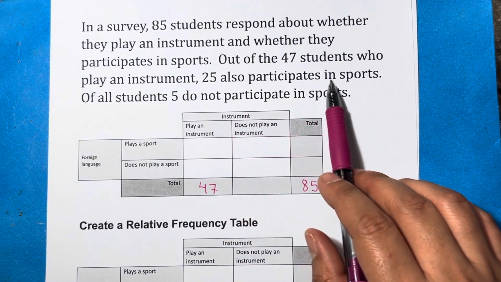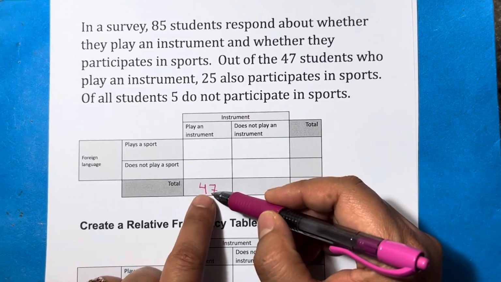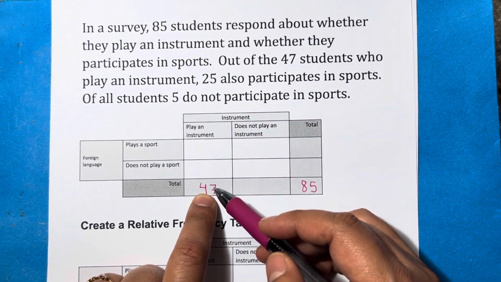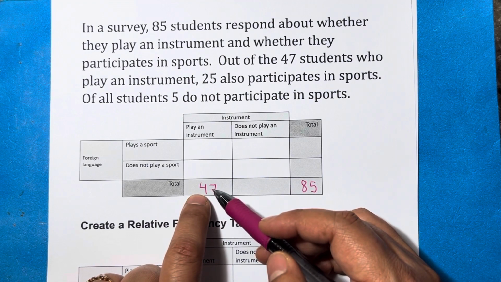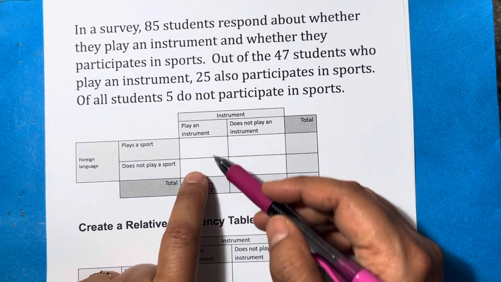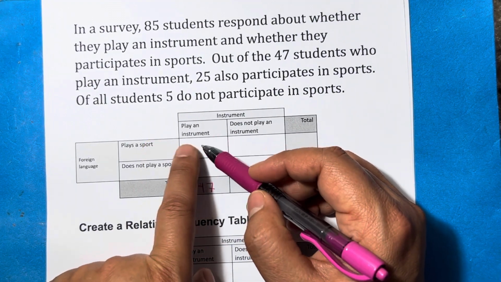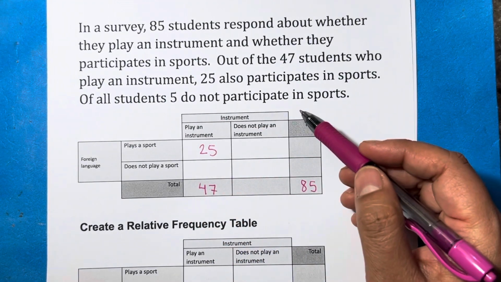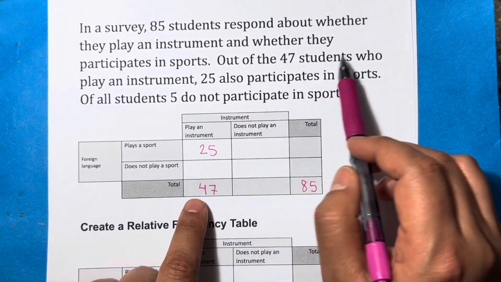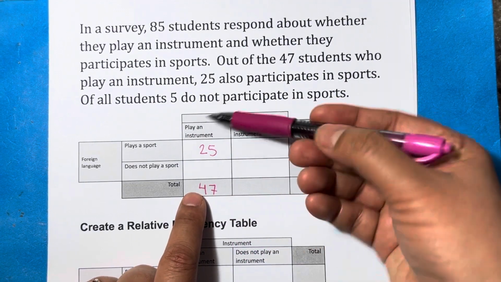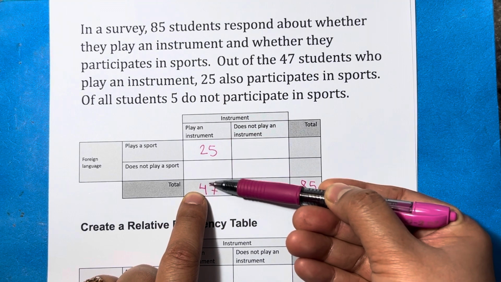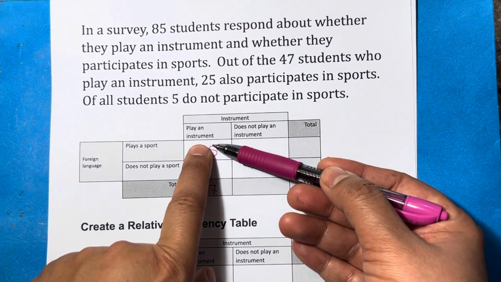25 also participate in sports. So out of the 47 who play an instrument, 25 of them also participate in sports. That means they play an instrument and play in sports. That's how you would fill that out, okay? 25. Again, read this part. Out of 47 students who play an instrument, 25 of them also play a sport.